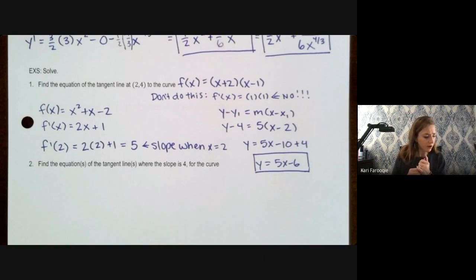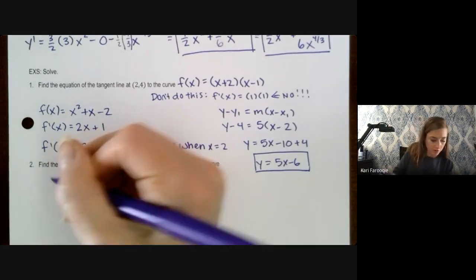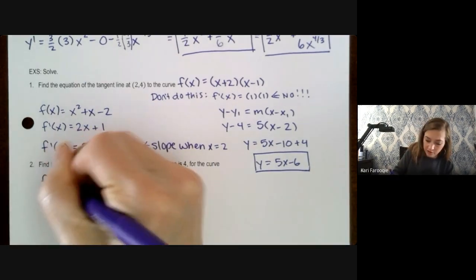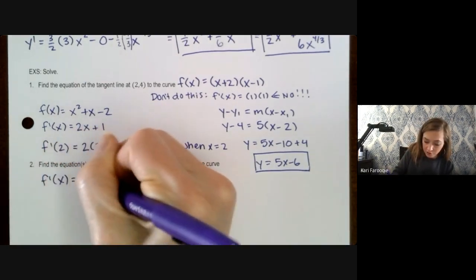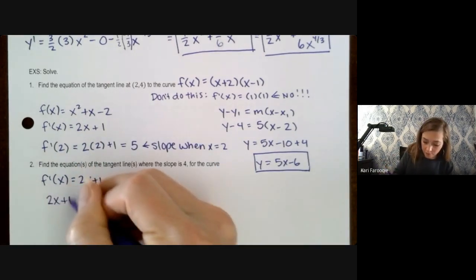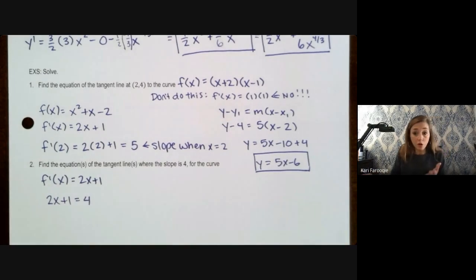So next we're going to find the equations of the tangent lines when the slope is 4 for the curve. So this time you're being told that the slope is 4. So what we're going to do is take our derivative, which we found previously already, f prime of x is 2x plus 1. And we're going to take that derivative and set it equal to 4. Because you're being told the slope is 4.